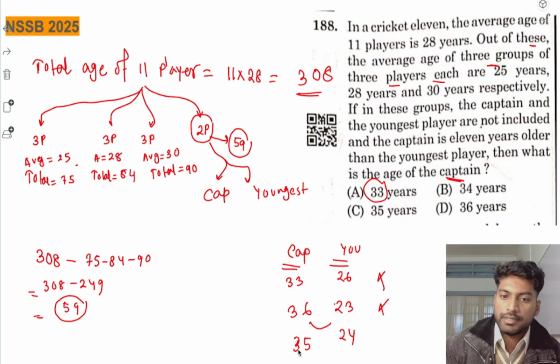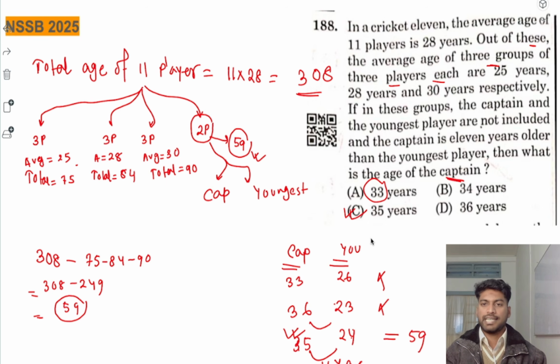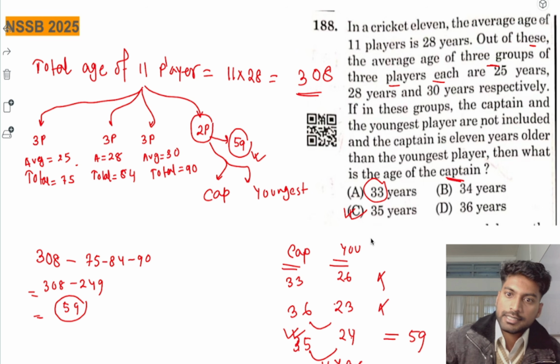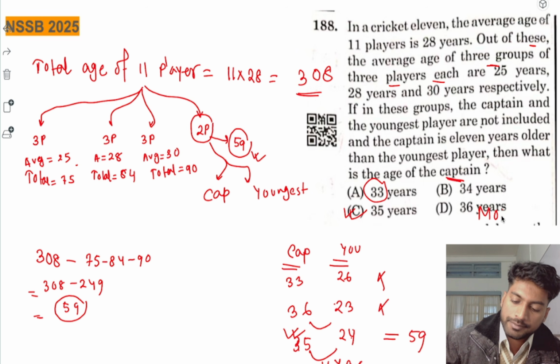Why? Look, 35 and 24, their total age is 59. So the difference between 35 and 24 is 11 years, so the captain is 11 years older. So the captain's age is 35. Okay, option test. We can go through the basic way also, but I like to do option testing in MCQ, so that's why. Chalo. This is calculative, not hard, moderate.